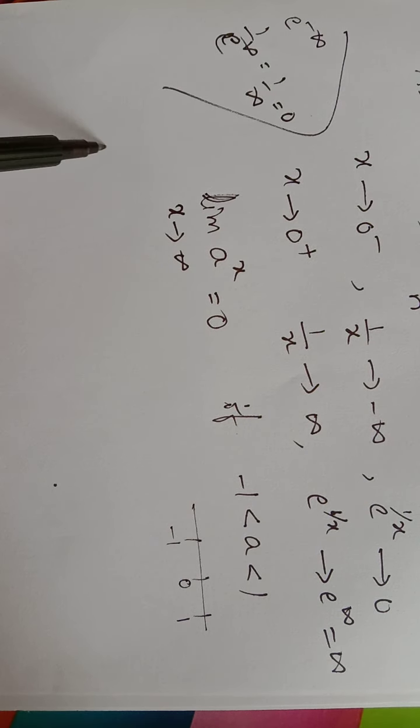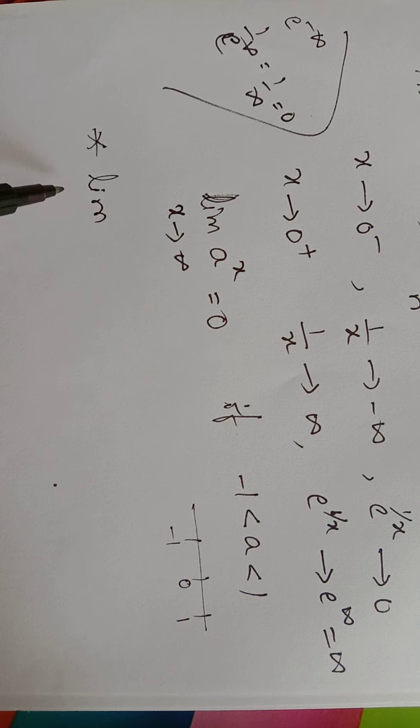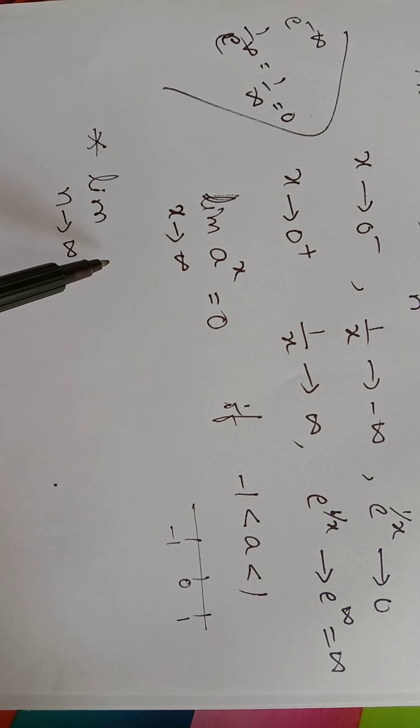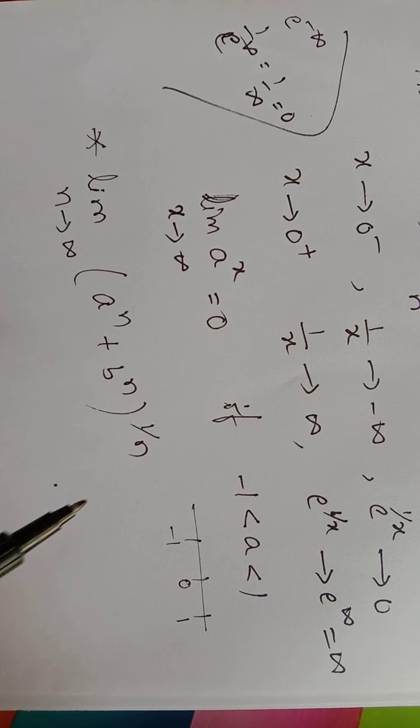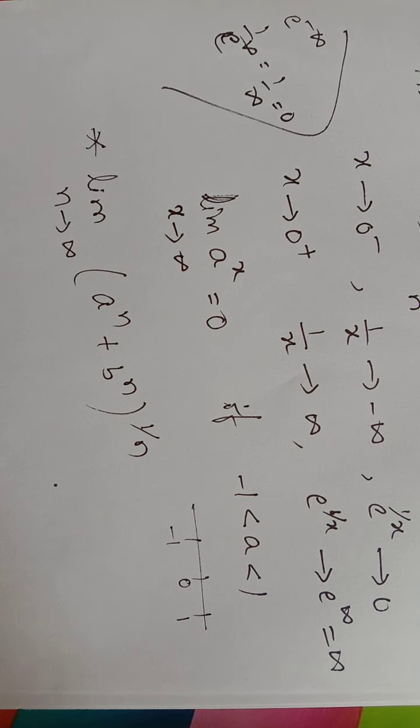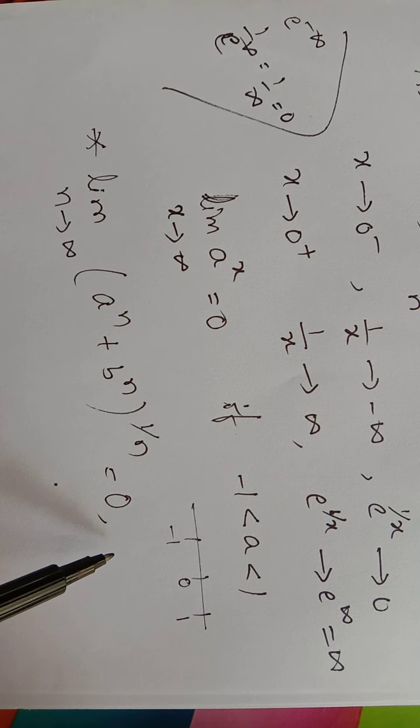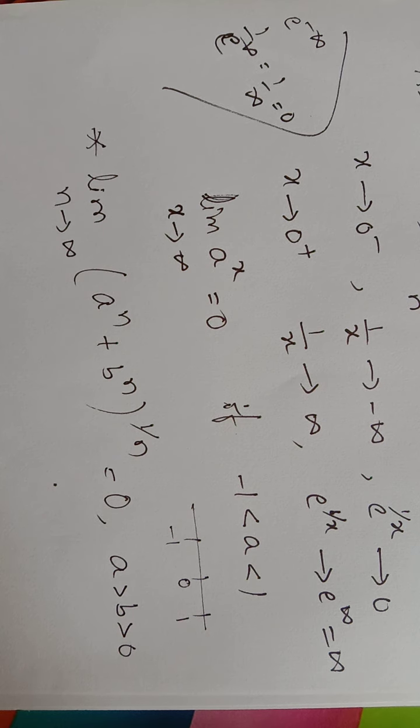One is: limit as n tends to infinity of (a power n plus b power n) whole power 1 by n is equal to a, sorry, this is a, not 0, if a is more than b is more than 0. Both are positive values, whole power 1 by n, as n tends to infinity.